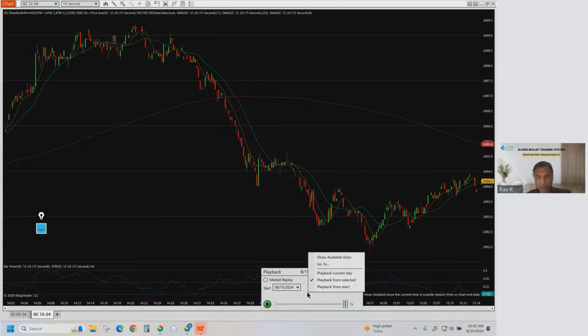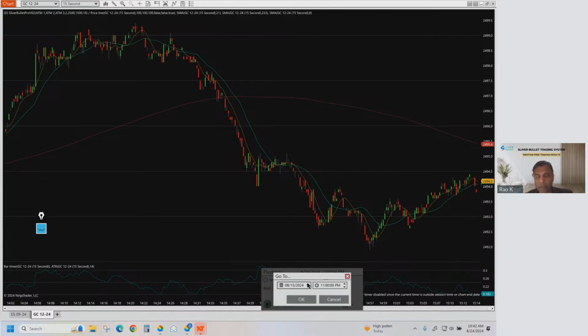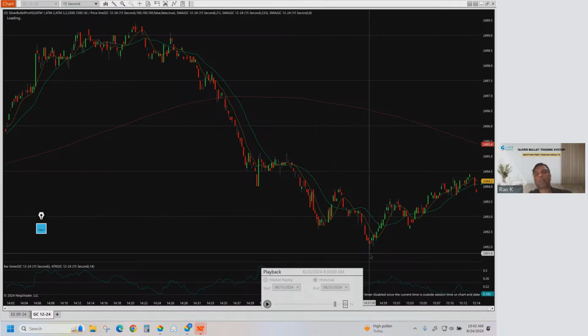So what I'm going to do is select yesterday's date, that was August 23rd, and set the timer to 8:30 in the morning. 8:30 is Central. I'm in the Central time zone, so I use Central time. 8:30 is when the market opens. I click OK, so the timer automatically sets at 8:30 a.m. Central. And then I load. Okay, it has to first reach the time of 8:30.